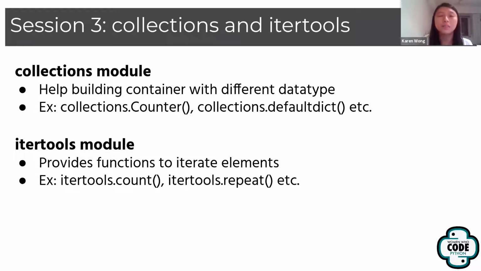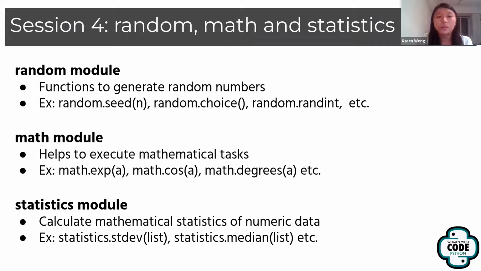And then in session three, we learned about collections and itertools. There are many functions in these two libraries, which we will definitely go through today as well. The collections library helps build containers with different data types, and itertools helps provide functions that iterate over the elements. And then in session four, we learned about the random, math, and statistics libraries. Random provides functions to generate random numbers. Math helps us execute mathematical tasks, and the statistics library helps us calculate mathematical statistics of numeric data.